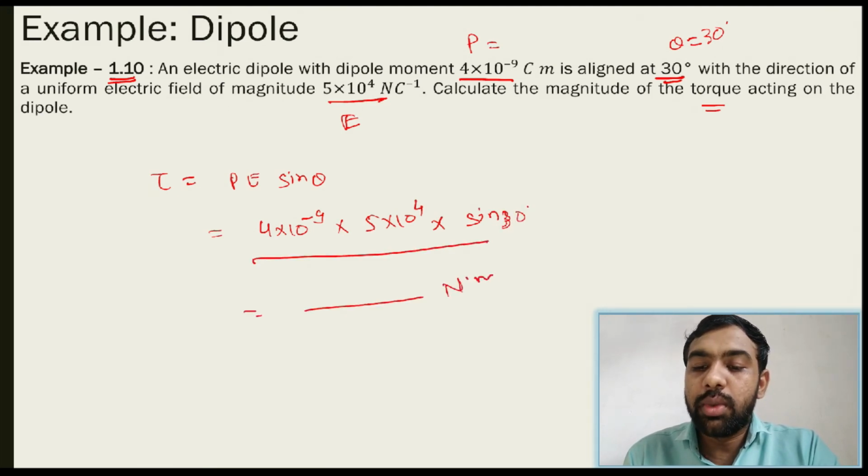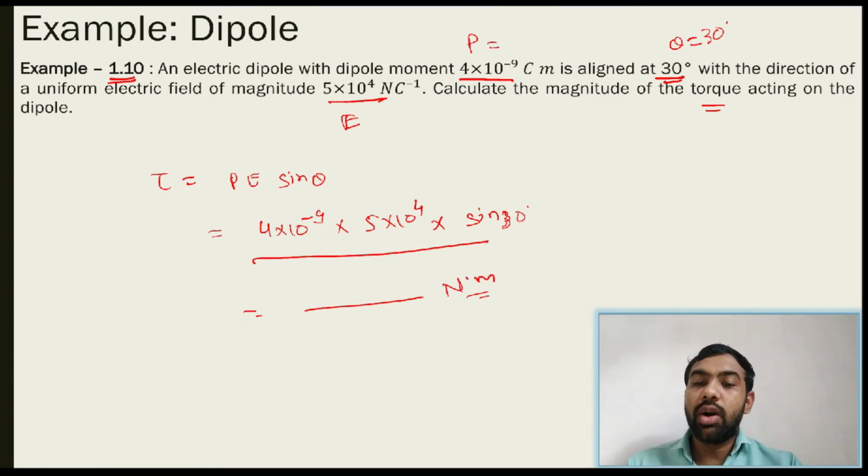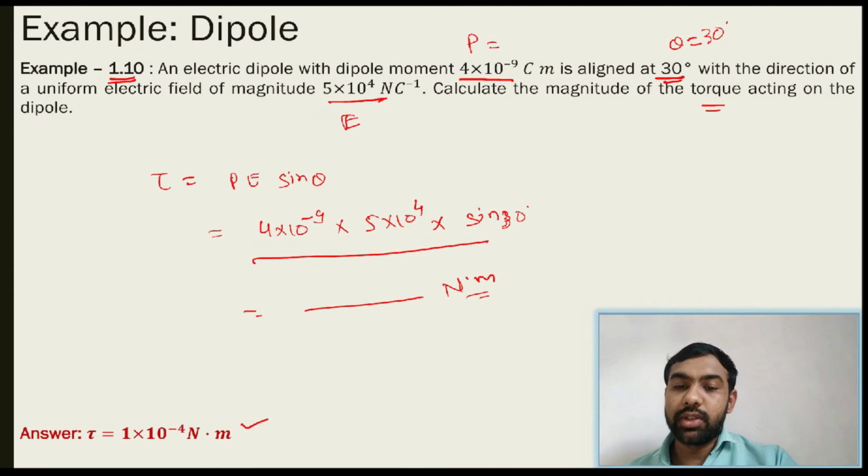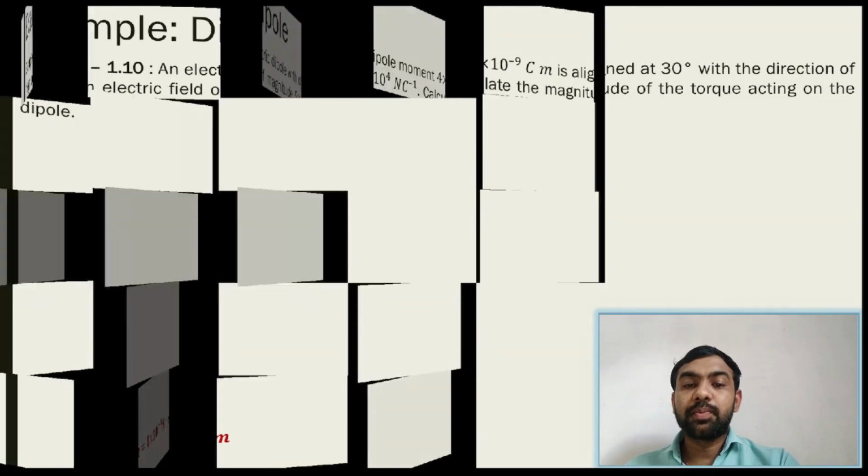So Newton into meter. The remaining calculation is homework, and your answer will come as 1 into 10 raised to minus 4 after calculation. Okay, so a very simple example. Next one.